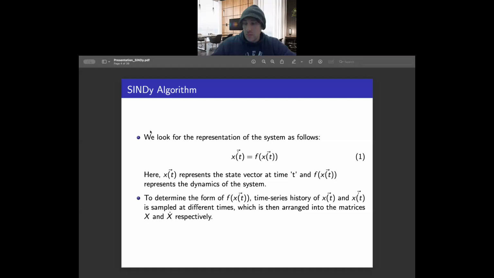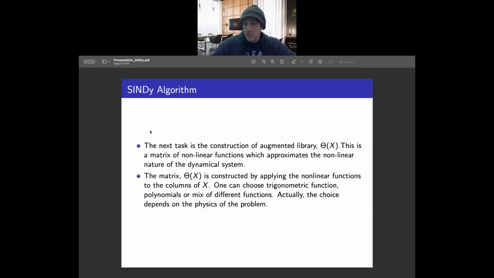And the second step is, once we have this data x and x dot, the next step is the important step, where we construct this augmented library. And I guess our project was also about this construction of the augmented library. This is the important step here, because the SINDy algorithm depends on the construction of this library. Our project was constructing this library for compact Riemannian manifolds.